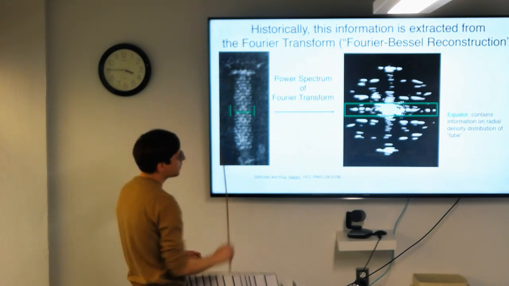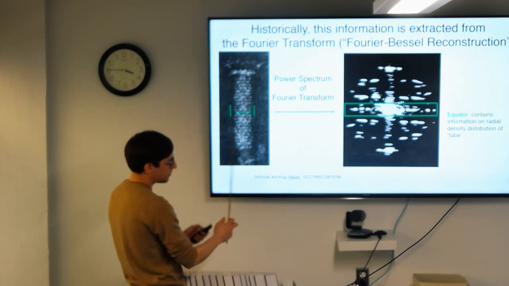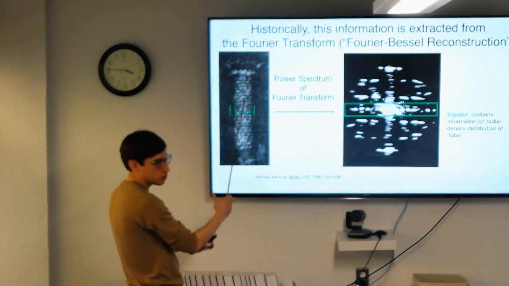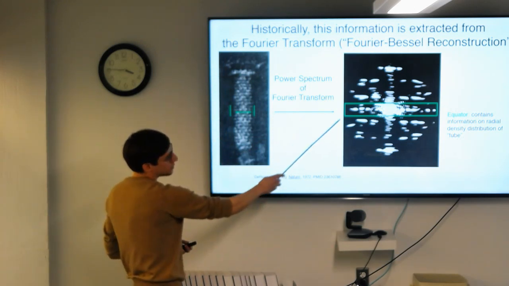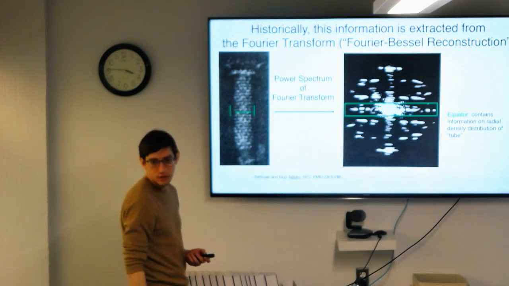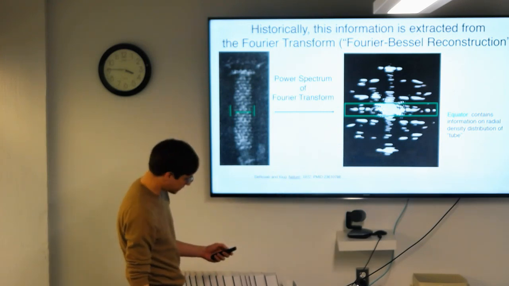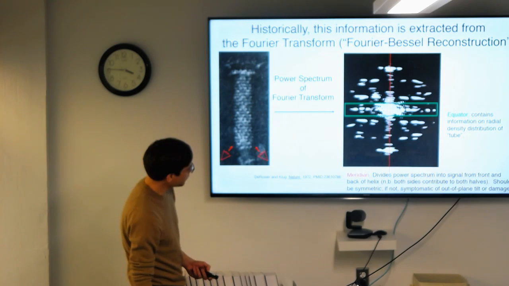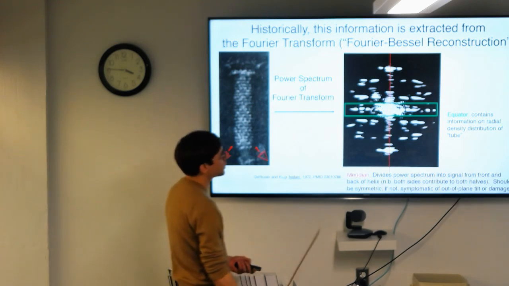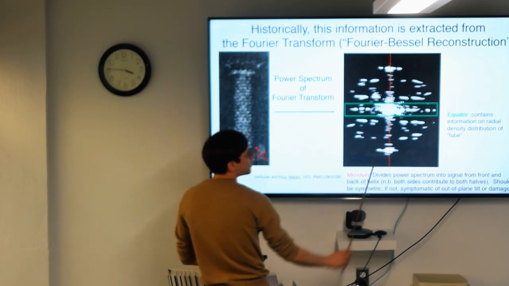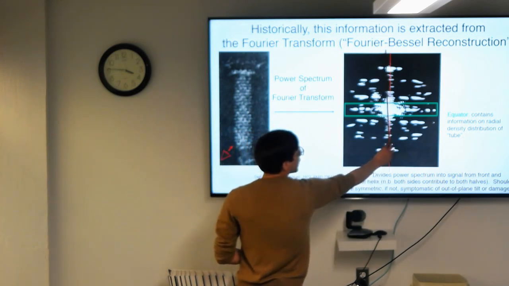Okay. So if you imagined this didn't have subunits, if it was just a tube that wasn't repetitive in this dimension, you would be able to get all the information about it just from this section of the Fourier transform. The other term that's important is called the meridian. So the diffraction pattern is actually also divided into two halves this way.